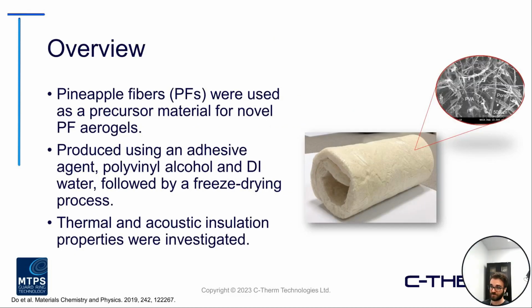And what they did was do that: take these pineapple fibers, so if they're processed, turn them into fibers and use them as a precursor material for novel pineapple fiber aerogels. So these aerogels were produced using an adhesive agent, polyvinyl alcohol, and DI water, followed by a freeze drying process. And in this study, they were primarily focusing on the thermal and acoustic insulation properties. That was the main thing that was investigated. And you can see an image of the rolled aerogel blanket there on the right, with a view of an SEM image of the structural components on the top right there.